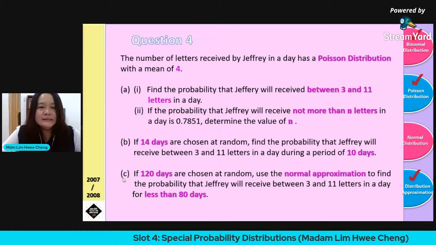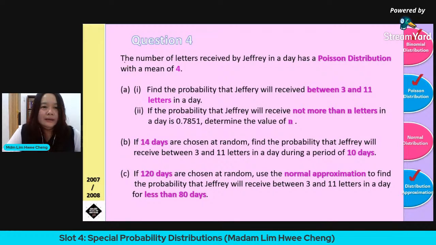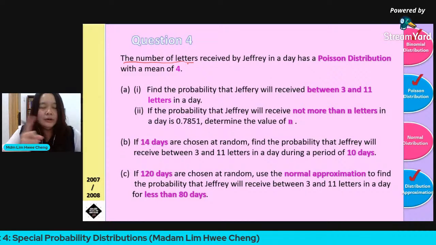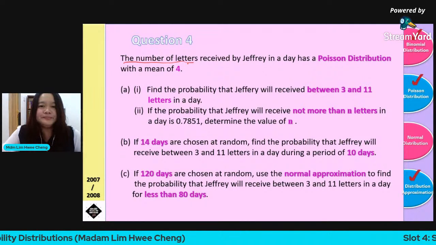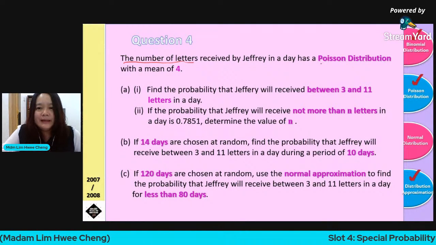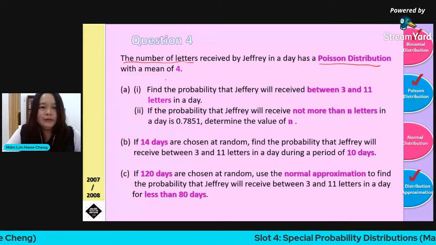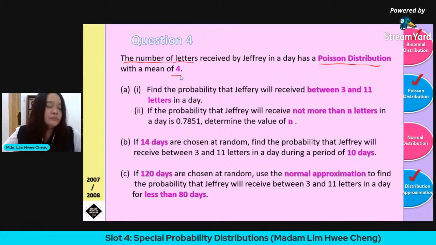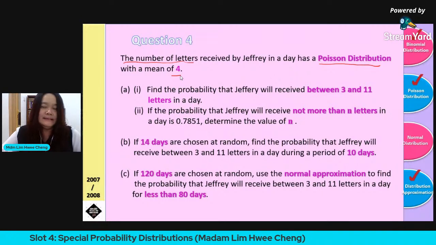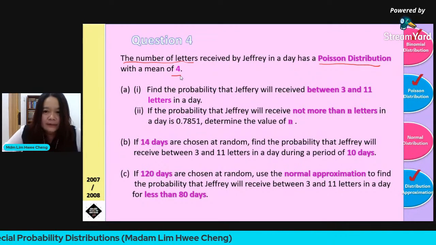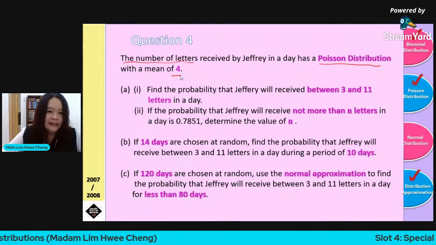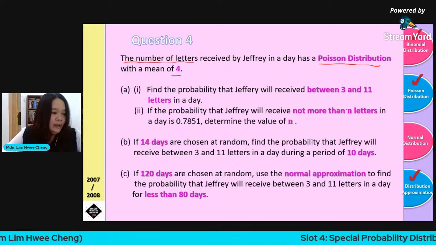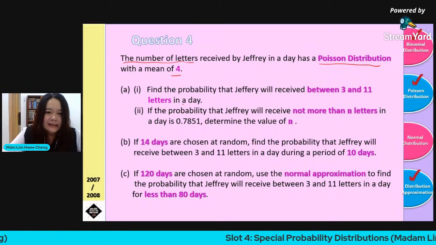Okay, so this is the number of letters. Okay, ini adalah discrete. Received by Jeffrey have a Poisson, with a mean of 4. Okay, bagus, dia dah cakap dengan jelas. This is a Poisson. So first question, it says find the probability that Jeffrey will receive between, sekali lagi, between 3 and 11 letters in a day.